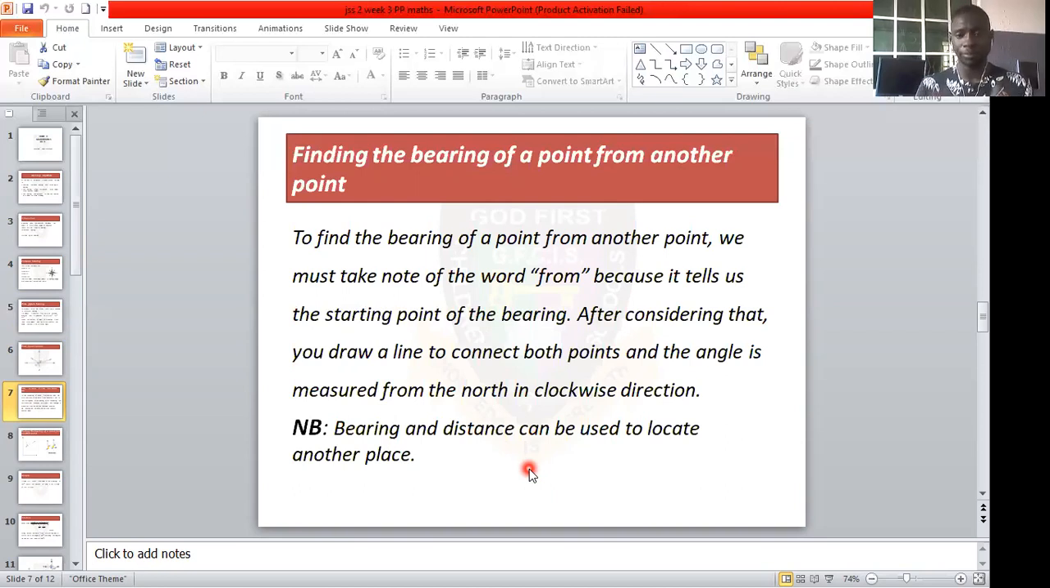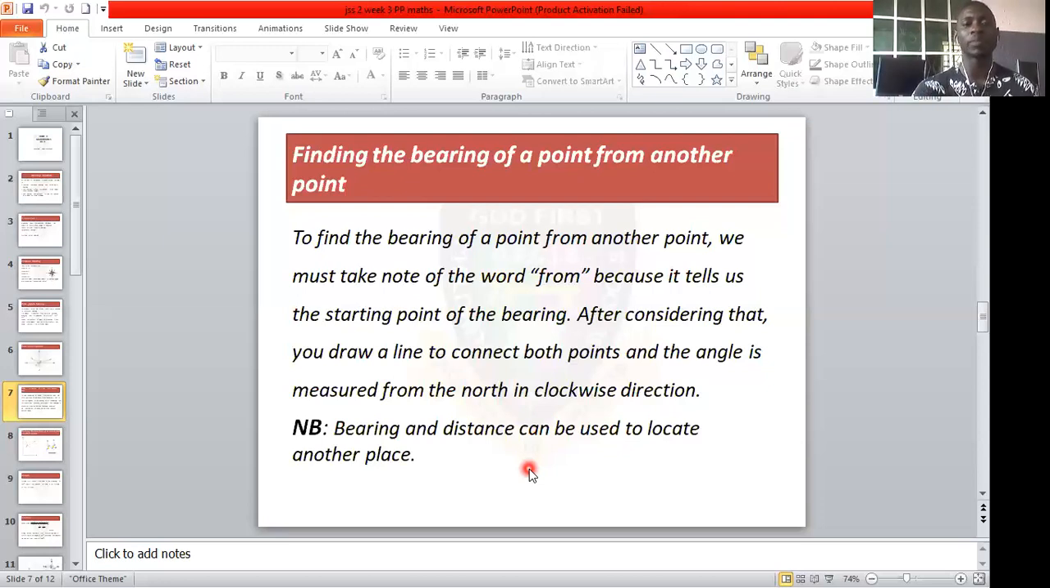After considering that, you draw a line to connect both points. If you are finding the bearing of a point from another point, and you have your starting point and the location of the other point, you draw a line to join them together, indicating that you are measuring this location from this location. You have to join them by a line. These are the things you consider.